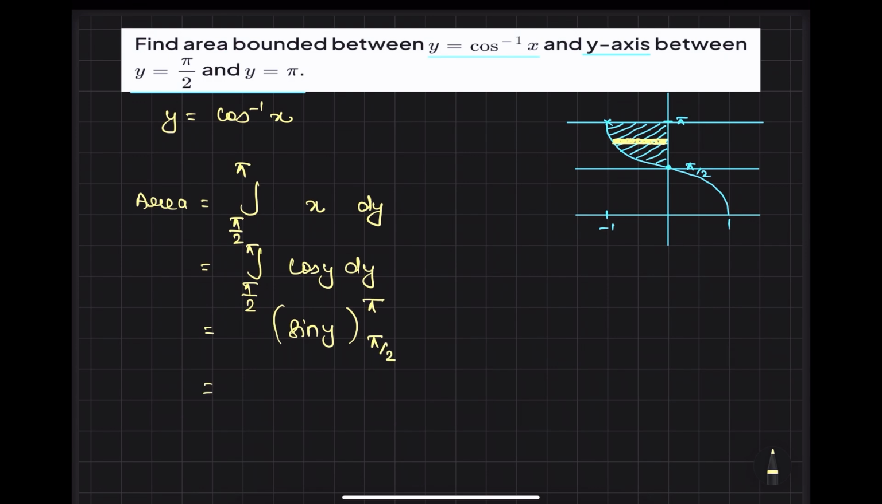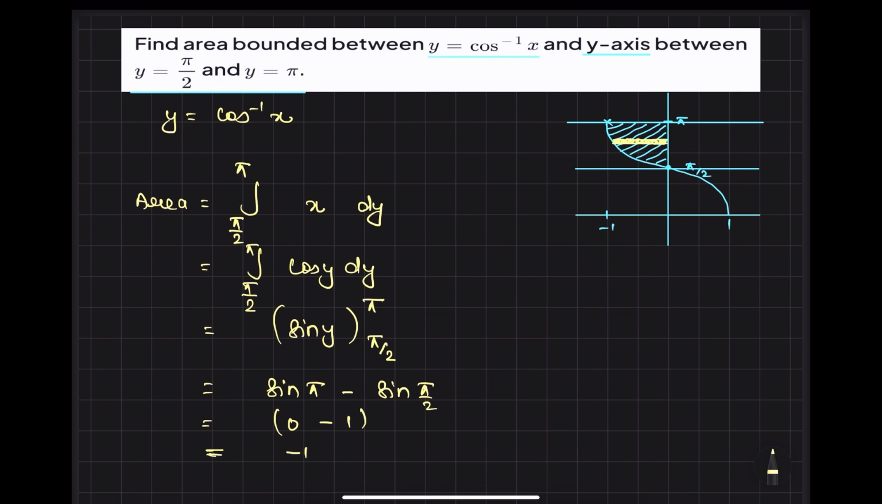Now substitute the upper limit. So sin pi, you know that sin pi is nothing but 0, minus sin pi by 2. Sin pi by 2 is 1. Okay, so we got the area as -1.